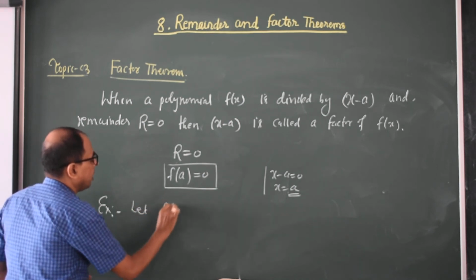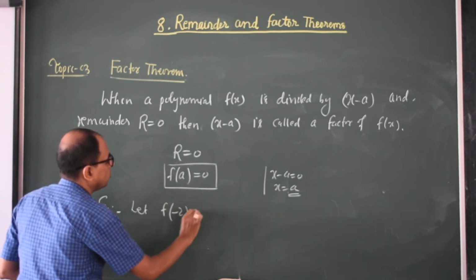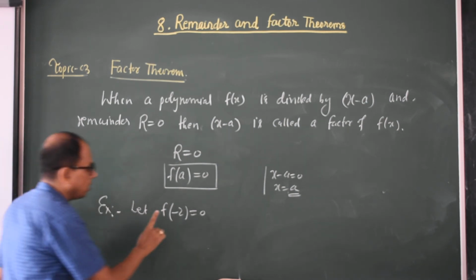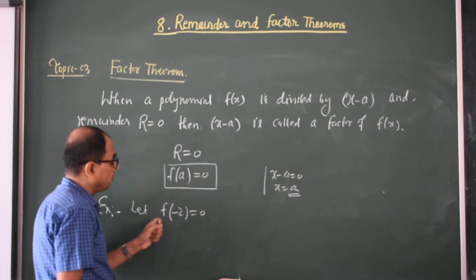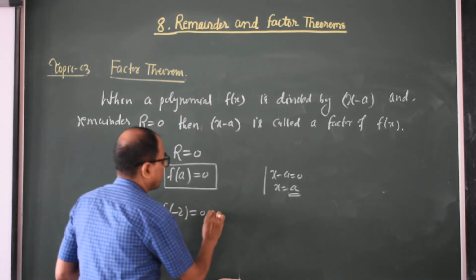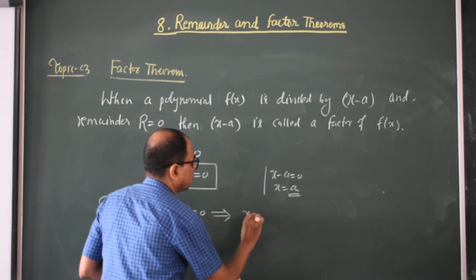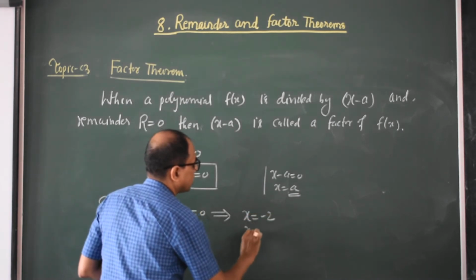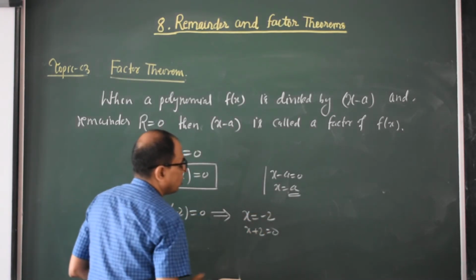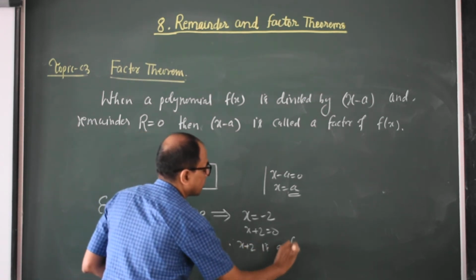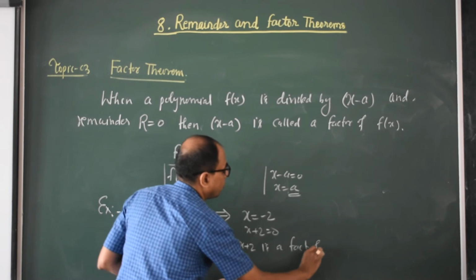Let f of minus 2 equal to 0. So what can you say from here? From this, we can say that x equal to minus 2, that is x plus 2 equal to 0. So we can say that x plus 2 is a factor of f(x).